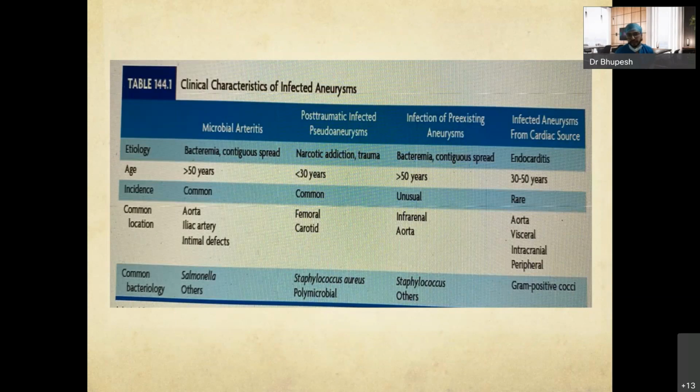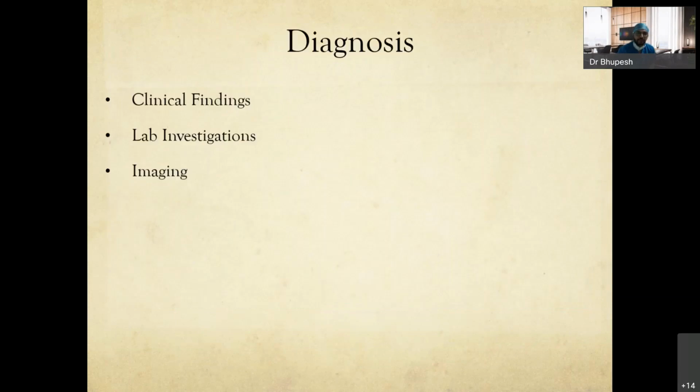The common bacteriology is Salmonella in microbial arteritis. Post-traumatic is Staphylococcus aureus, and pre-existing aneurysm is Staphylococcus again, and infective aneurysm from cardiac source is mostly gram-positive cocci.